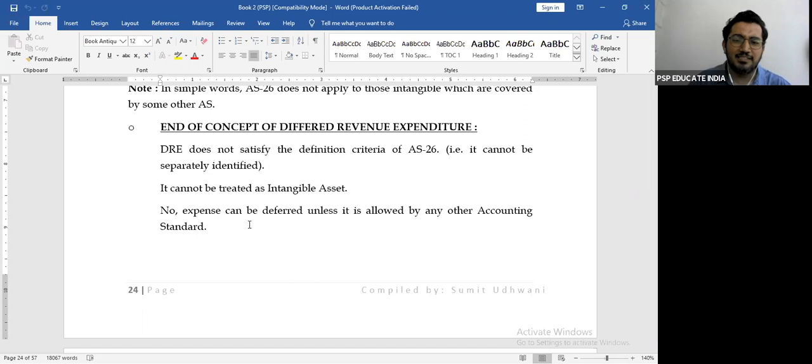No, it won't be against the matching concept because you will have to debit it to the profit and loss account, and because you will debit it to the P&L, I don't think there will be any problem with the matching cost with revenue concept. You are reaping benefits in your business from the expenditure that you are making, so that will never affect your matching cost with revenue concept.